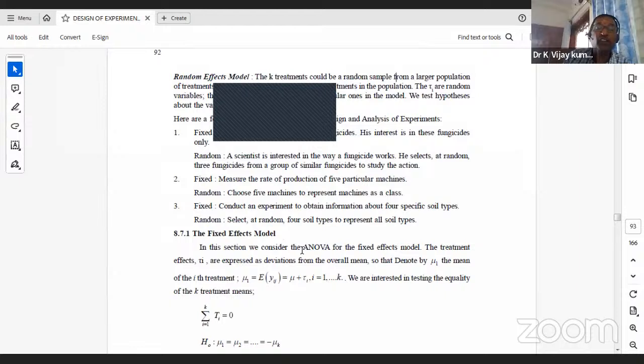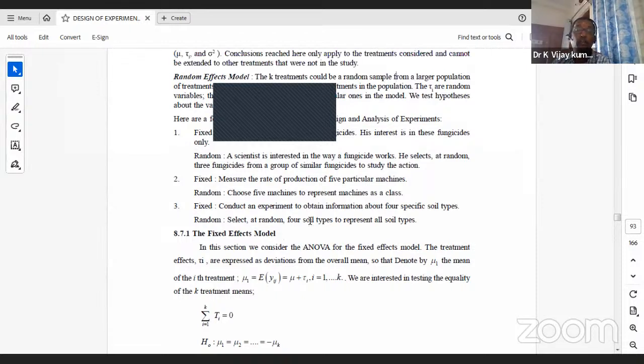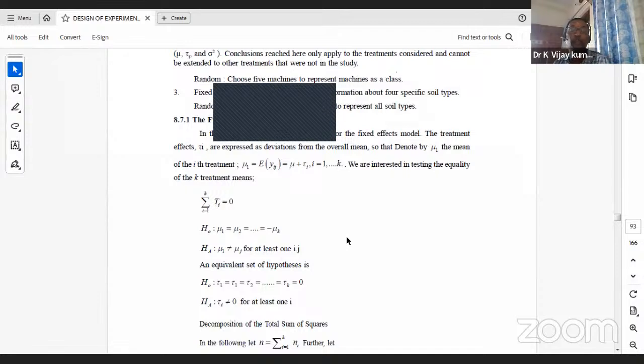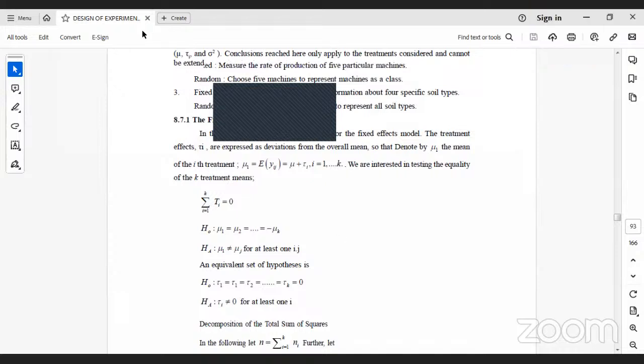In this connection, the fixed effects model and ANOVA, analysis of variance. In the fixed effects model, the treatment effects Ti are the deviations from the overall mean, so that the mean of the ith treatment mu_i is equal to mu plus Ti. We are interested in testing the equality of the k treatment means. Summation of i equal to 1 to k, Ti is equal to 0. H0: mu1 = mu2 = mu3 = and so on up to mu k. Alternative H1: mu i not equal to mu j for at least one pair. Then an equivalent set of hypotheses is H0: T1 = T2 = T3 = ... = Tk = 0, H1: Ti not equal to 0 for at least one i.